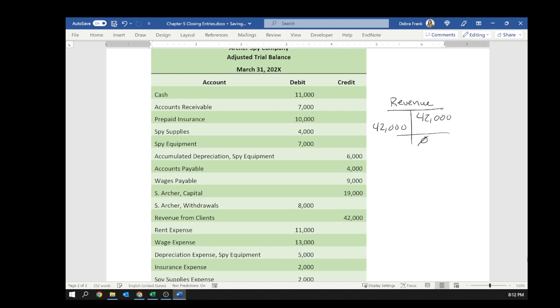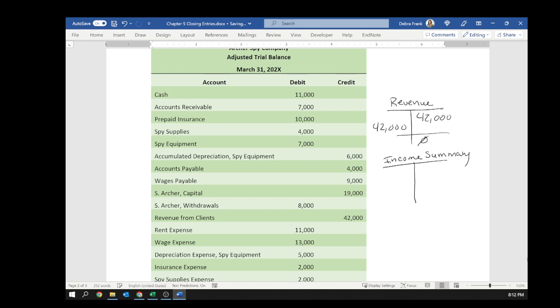So I got a debit, but I need a credit for my journal entry. Well, we're going to make this new account. It's a temporary account as well. It's called our income summary. It's to keep us organized. We're going to dump everything here for revenue and expenses. We'll talk about withdrawals later.